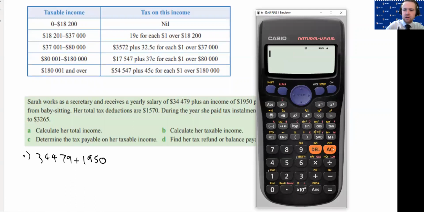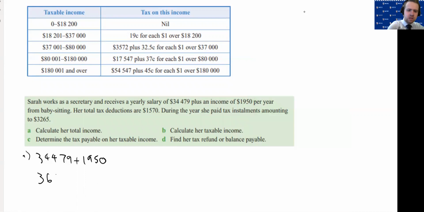So we get our calculator out and we pop it in. 34479 plus 1950, and we get our total income, 36429. 36429 is our value for total income.